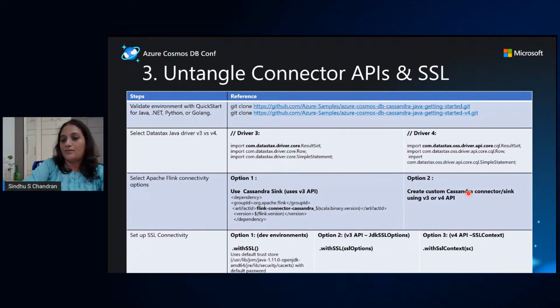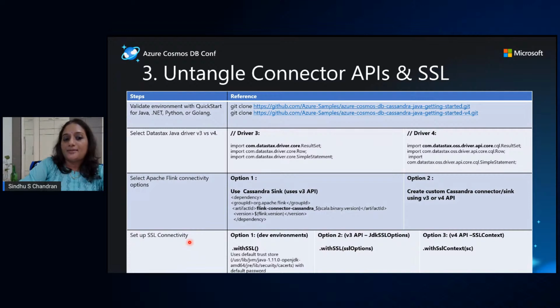So this is also a good option in case your code base is in Scala, or you want to use the version 4 for some advantages. Then you could create a custom Cassandra connector with the version 4 API. And Azure provides some additional extensions for Cosmos DB connection handling and retry logic, which is available in both the version 3 and version 4 APIs.